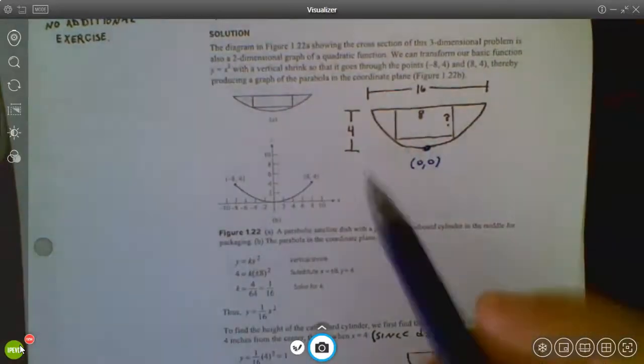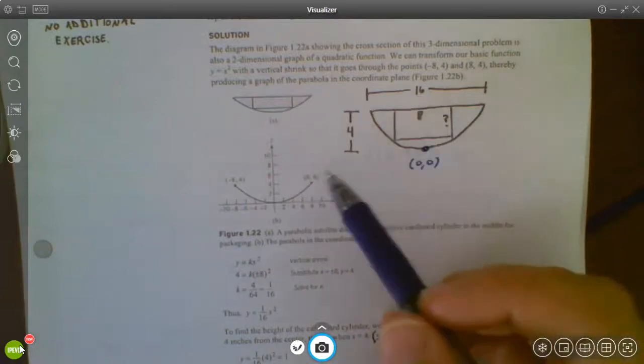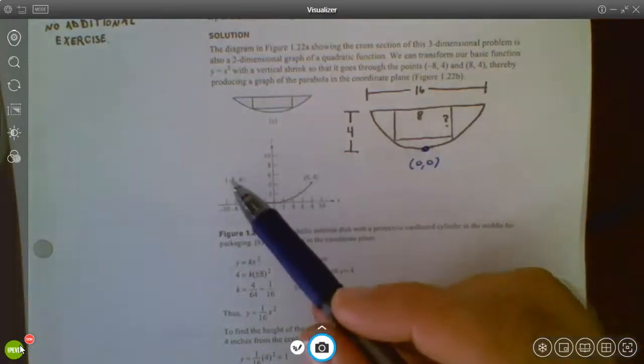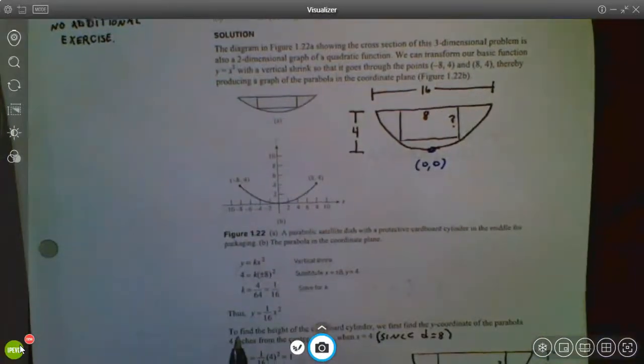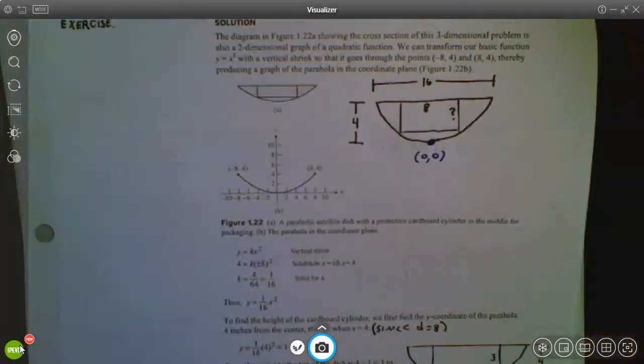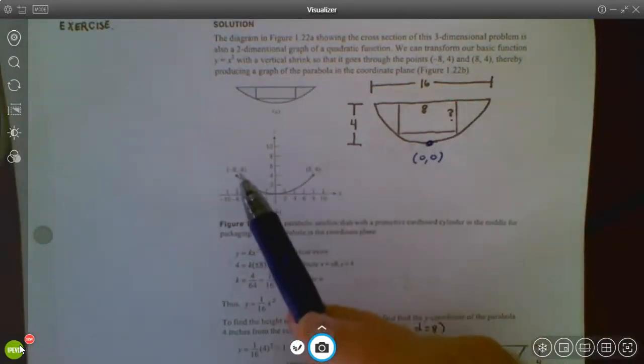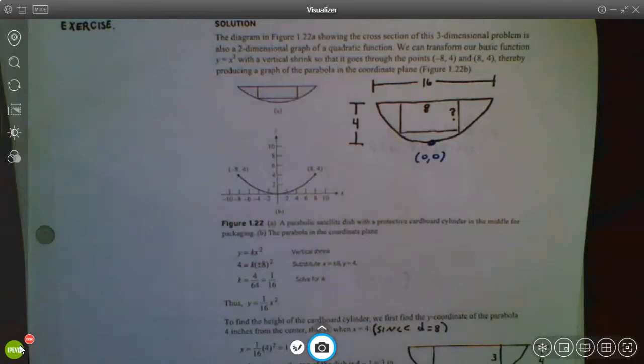So that right there. And then obviously because of the diameter, they went 8 to the right and 8 to the left to get a total of 16. And because it's 4 units high, that's why they're making the y coordinates both 4, right? And so they're fitting this into our coordinate plane.